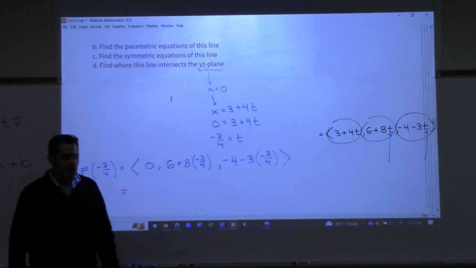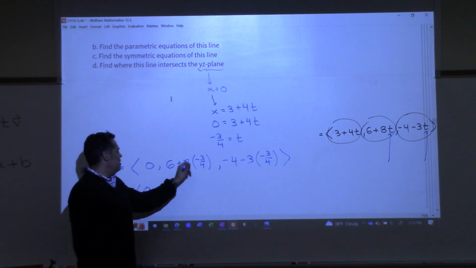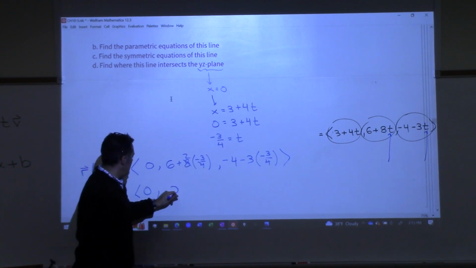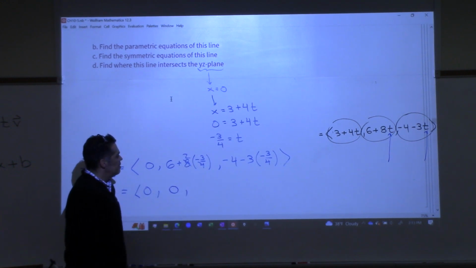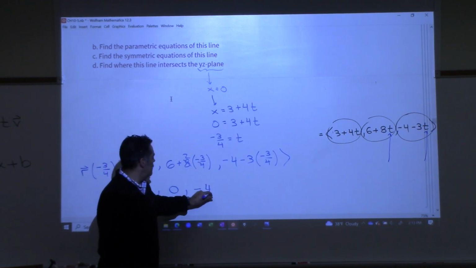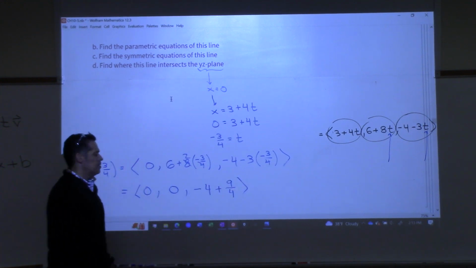And then I'm just going to convert that to a point. So 0, and then here this reduces out to negative 6. 6 plus negative 6 is 0 again. And then this is not pretty. Negative 4 plus 9/4, something like that. So you can put that together.